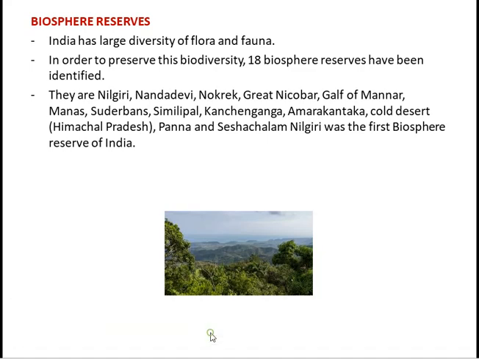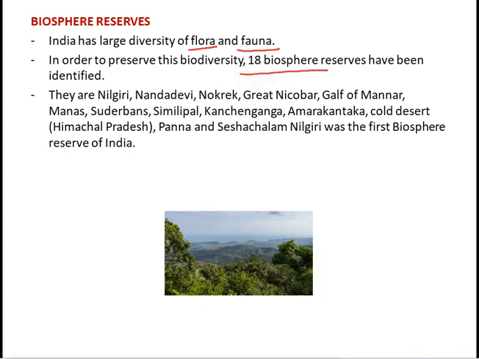Next we have the biosphere reserves. India has a large diversity of flora and fauna. So what do you understand by flora? Flora means the plants, the trees, and fauna means the animals. So India has a very large diversity of flora and fauna present in different parts of the country. In order to preserve this biodiversity, 18 biosphere reserves have been identified. How many biosphere reserves? 18 biosphere reserves are present in our country, India.